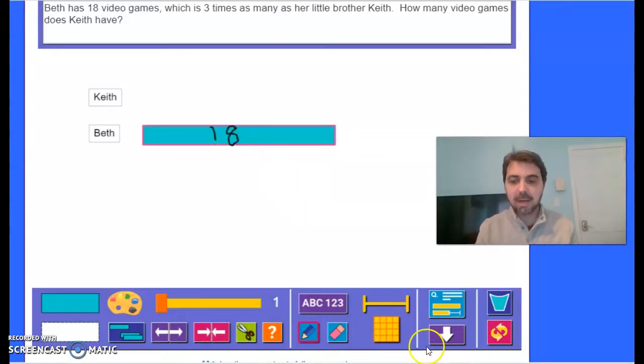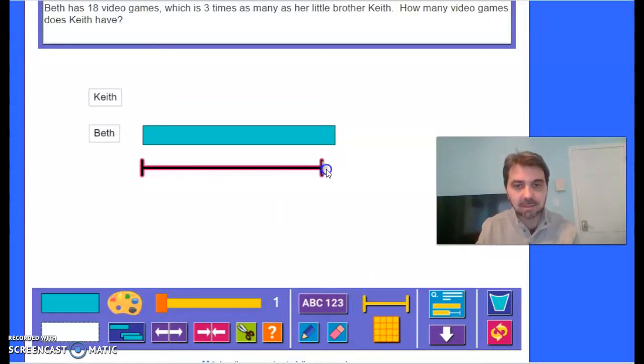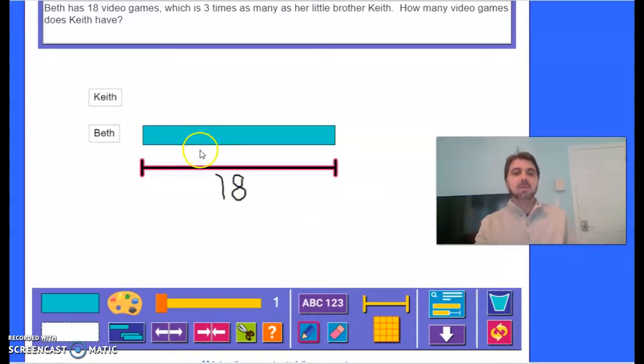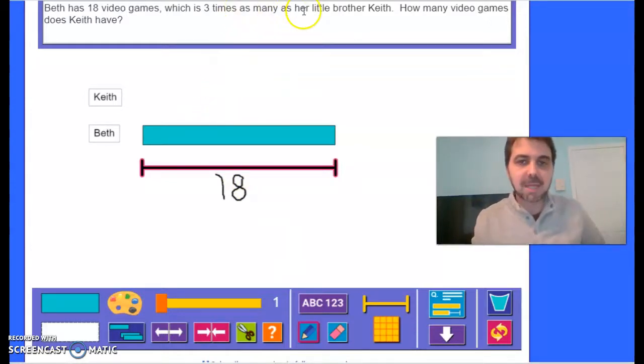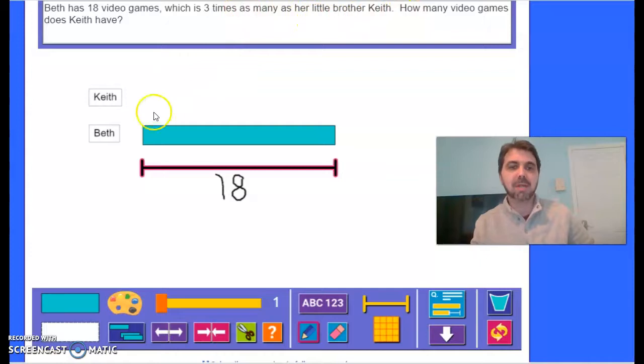Actually, I'm going to erase that. Use my eraser. I'm going to erase that. And instead, I'm going to use this. So we know that this is... Now I'm going to put it here. This represents 18. Not easy to write with this. Okay, so the question is, we know that it is 3 times as many as her little brother Keith.